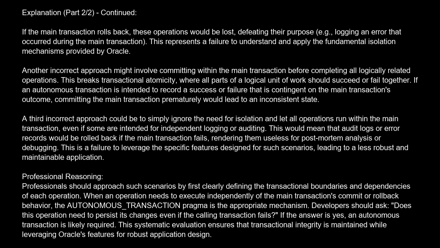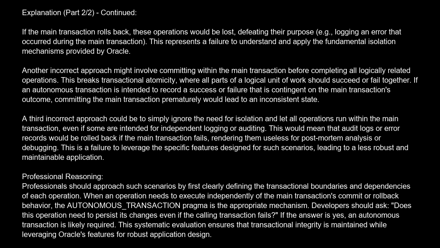A third incorrect approach could be to simply ignore the need for isolation and let all operations run within the main transaction, even if some are intended for independent logging or auditing. This would mean that audit logs or error records would be rolled back if the main transaction fails, rendering them useless for post-mortem analysis or debugging. This is a failure to leverage the specific features designed for such scenarios, leading to a less robust and maintainable application.